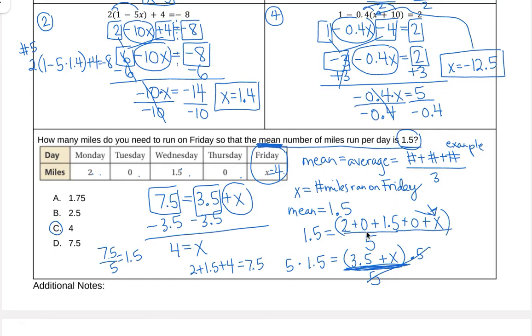All right? So whatever questions you have, let me know. Bring them to class. We're going to be working on your practice problems and whatnot, and hopefully get really comfortable with these multi-step equations. All right?